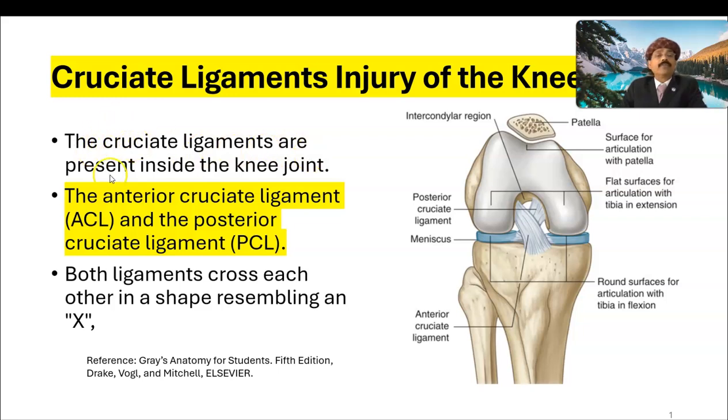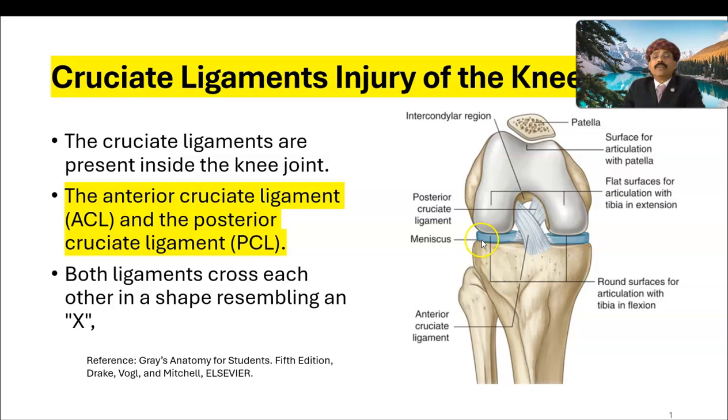The cruciate ligaments are present inside the knee joint: the anterior cruciate ligament, ACL, and the posterior cruciate ligament. This is the anterior cruciate ligament, and this is the posterior cruciate ligament. Both ligaments cross each other in a shape resembling an X. That's why they are called cruciate ligaments.